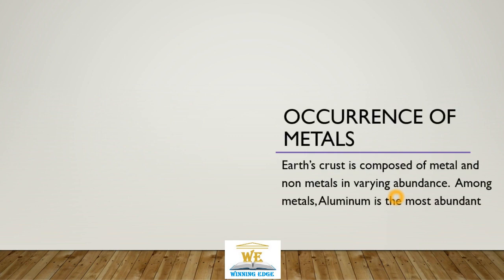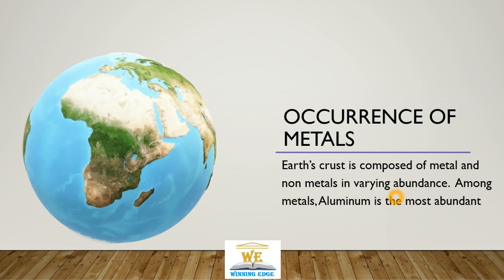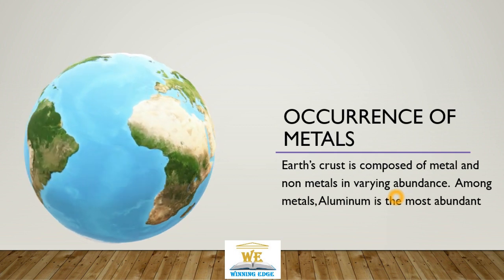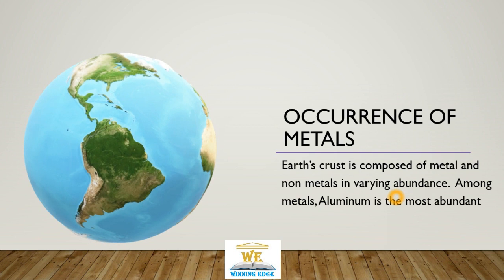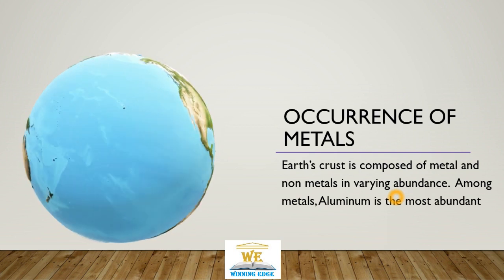First, occurrence of metals. Earth's crust is composed of metals and non-metals in different abundances. Among metals, aluminium is the most abundant metal in Earth's crust. This is our Earth. And maybe you are surprised, the most abundant element on Earth is oxygen in pure or combined form.